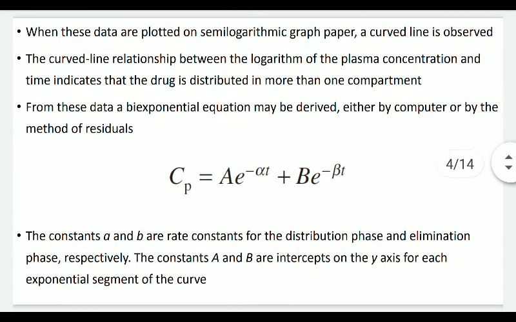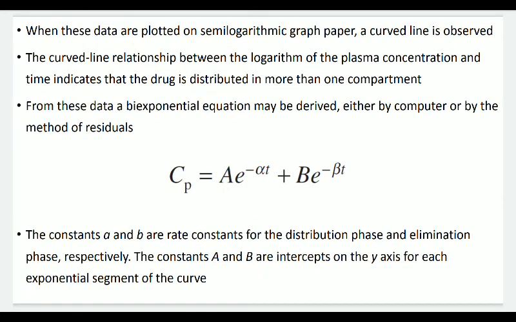Now when these data are plotted on semi-logarithmic graph paper, a curved line is observed. A curved line relationship between the log of the plasma concentration and time indicates that the drug is distributed in more than one compartment. So what is the proof that the drug is following a two compartment model?